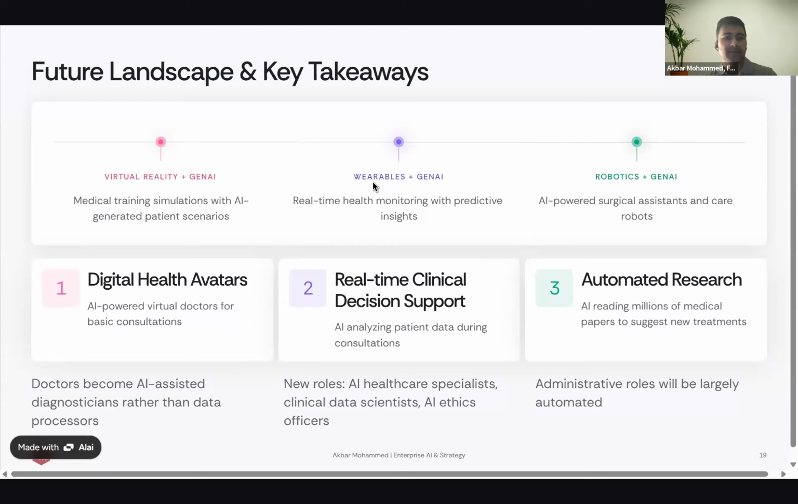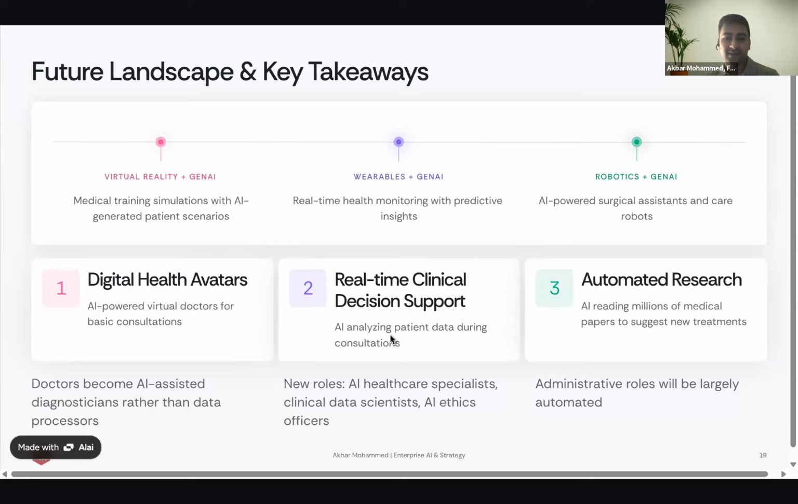Yeah, so these are the three areas that are evolving, and you should see that. Over time, you'll also see some digital avatars, like, you can probably see a virtual doctor assisting you. And this is happening in psychology already. It's a dangerous zone, but you already have therapists that are AI powered. You can also get real-time clinical decision support.